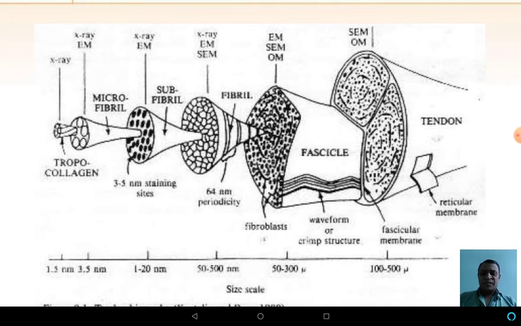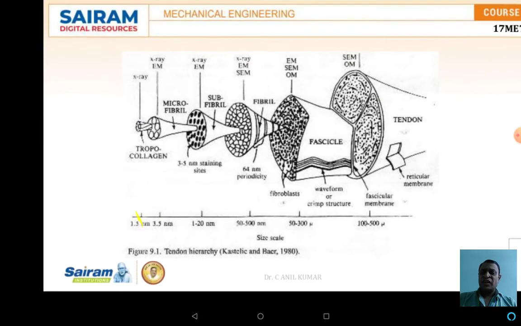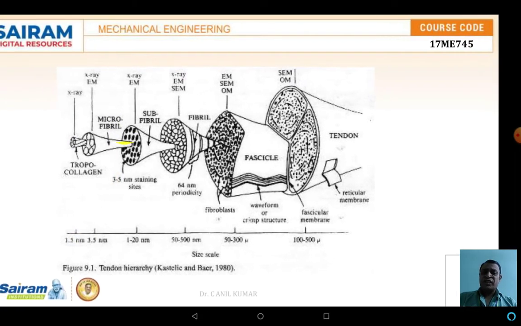The tendon, fascicle, and fibrils are the first three portions, which have the interconnection or connection to the bone. The subfibrils, microfibrils, and tropocollagen are the other three, which have the structural fibrous structure. These give integrity to the bone.